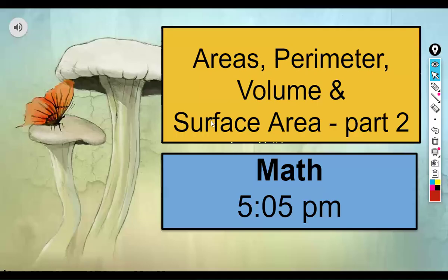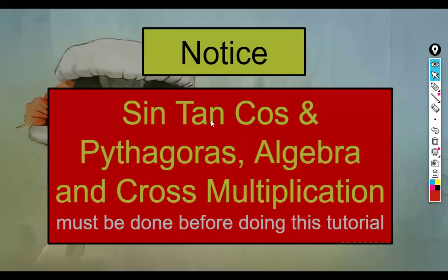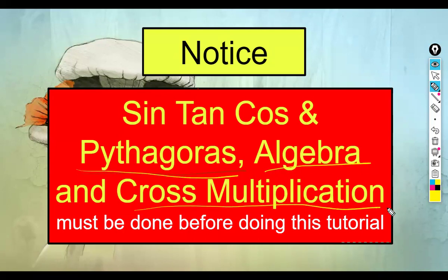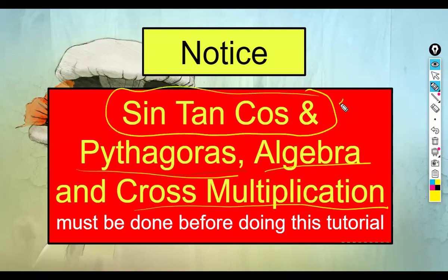Last week I mentioned that to do areas, volumes, and perimeters properly, it's very important that you know Pythagoras theorem, algebra and cross multiplication. It's also important that you know sine, tan, and cosine, but I only assigned the sine, tan, and cosine homework last week. So in all the questions, I'm going to try to leave out the sine, tan, and cosine component, but I will be focusing on the remaining stuff. So let's get started.